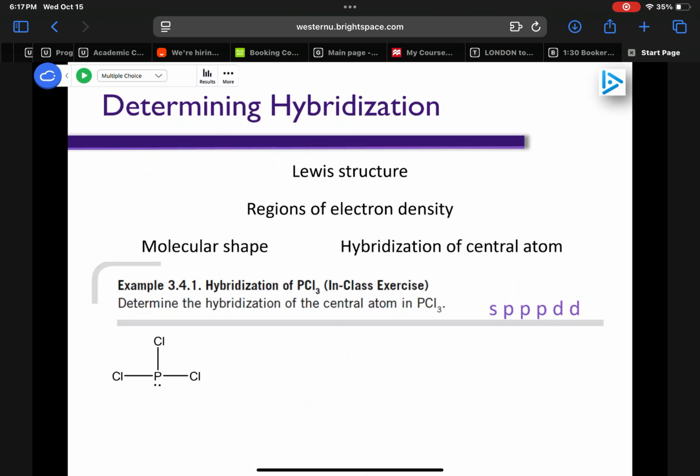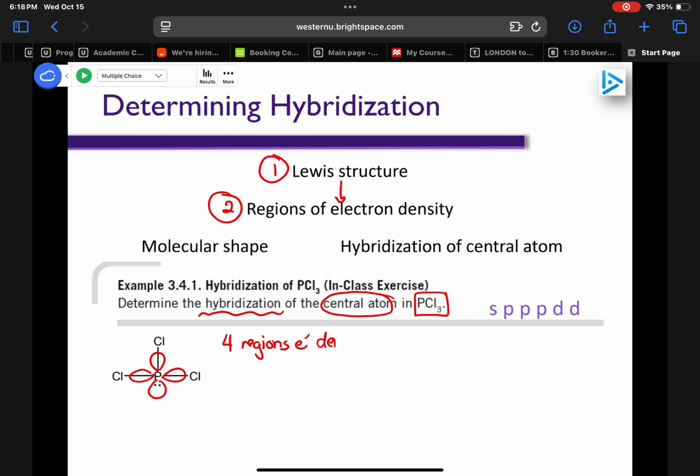Okay, so let's work on this problem here. We want to determine the hybridization of the central atom in PCl3. Now, I've done the first step for you already. The first thing we need to do is start with the Lewis structure. That tells us the number of regions of electron density, and we can count them up. Here we have 1, 2, 3, 4 regions of electron density. Some of them are bonding, and some of them are non-bonding. We don't really care. They all take up electron space.